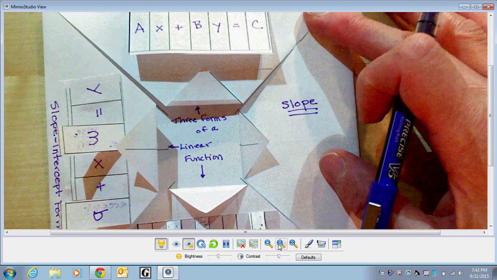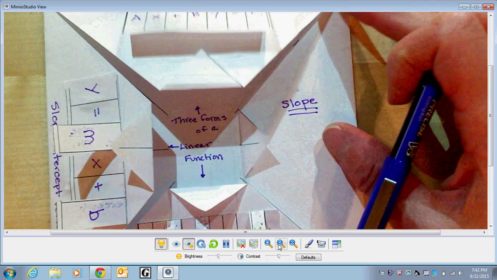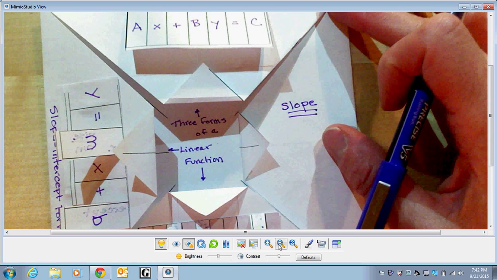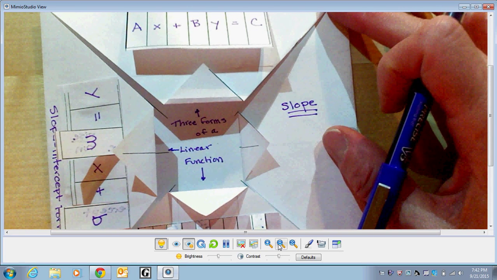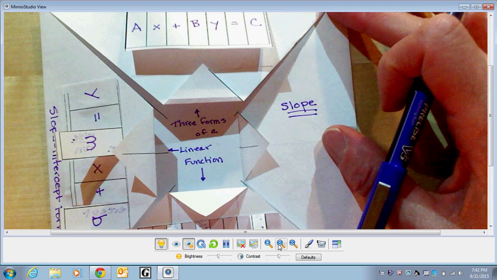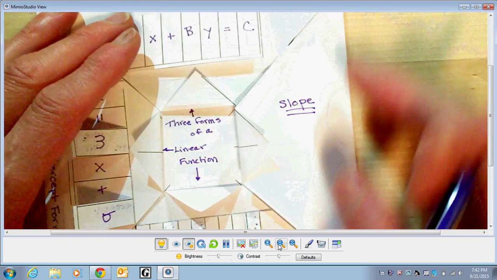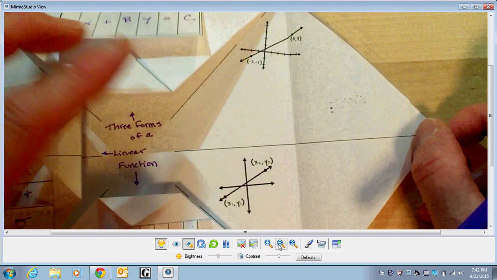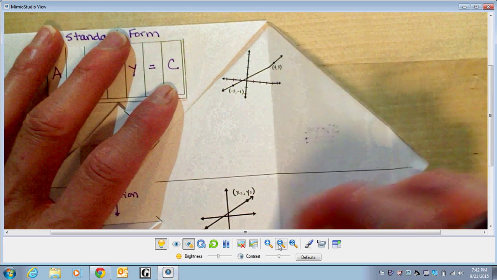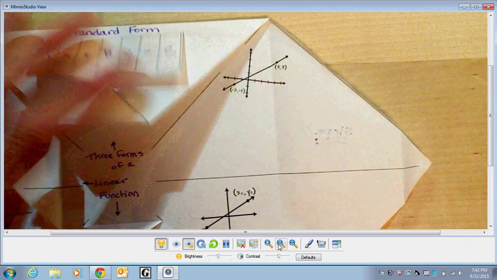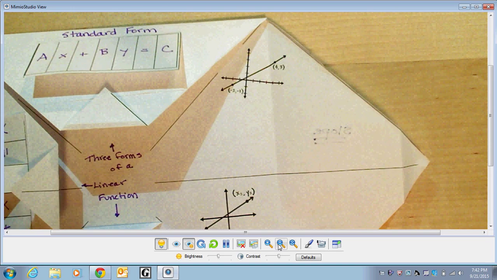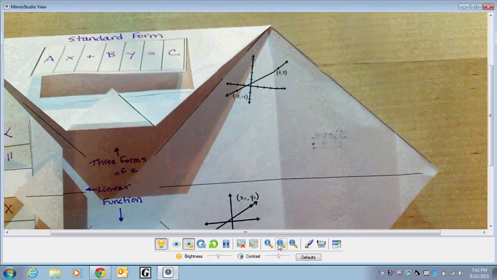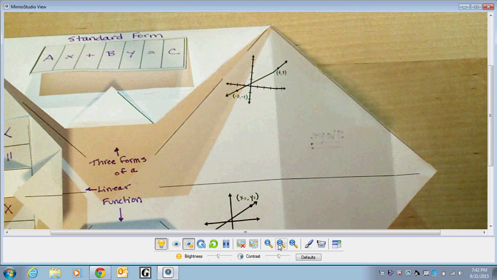So now we're going to look at the inside. Before we go anywhere, we need to know pretty much what slope is. So let's talk about slope. If we open up our foldable, we can see that we have two sections. We have a graph on the top and a graph at the bottom. Okay? So what we want to talk about is slope, and slope is rise over run.